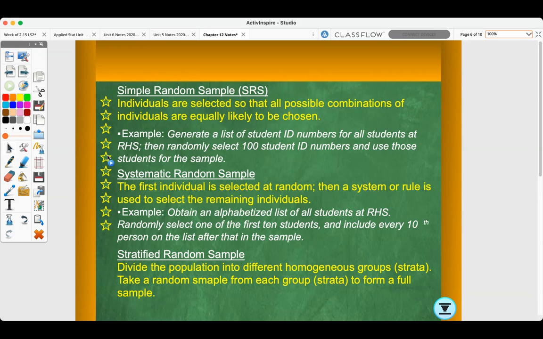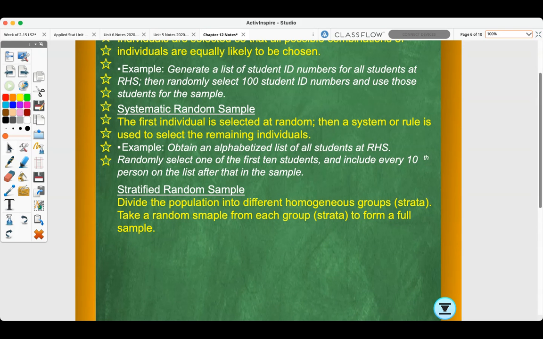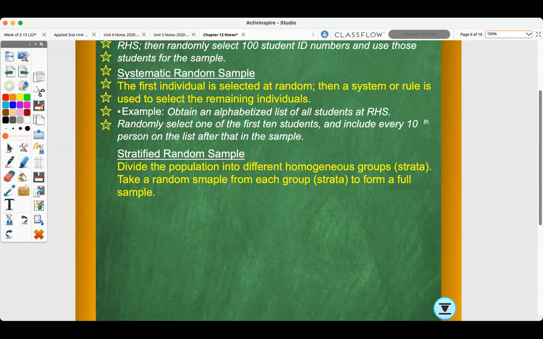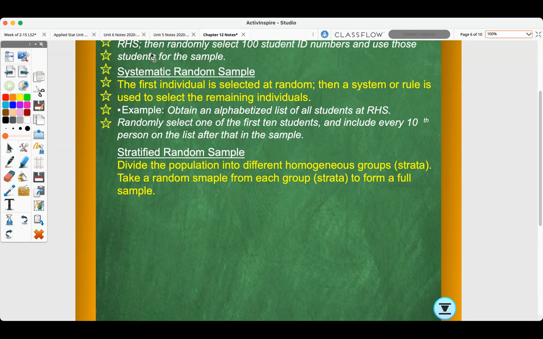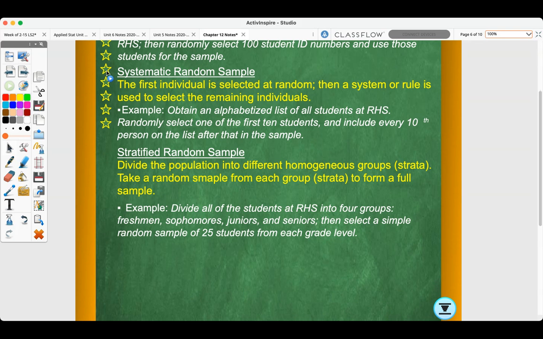Stratified random sample. Divide the population into different homogeneous groups known as strata. Take a random sample from each group, or strata, to form a full sample. An example would be divide all the students at RHS into 4 groups: freshmen, sophomores, juniors, and seniors. Then select a simple random sample of 25 students from each grade level.